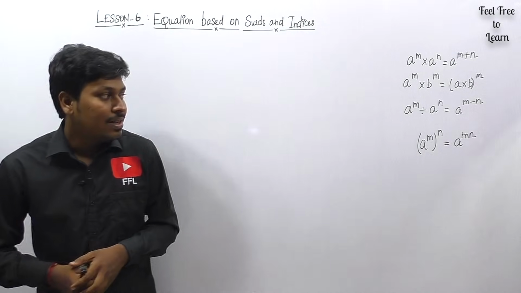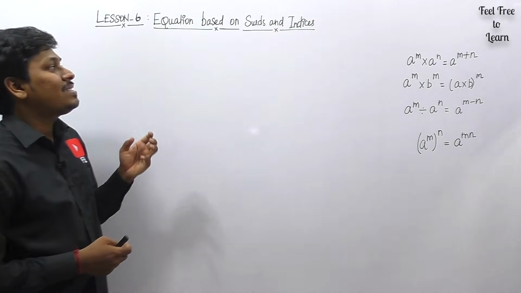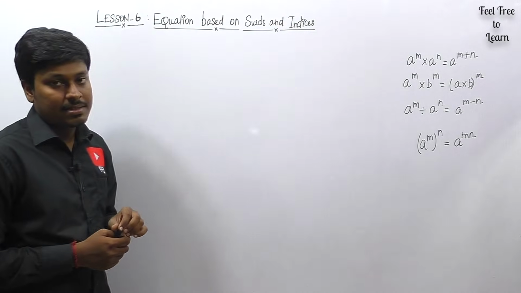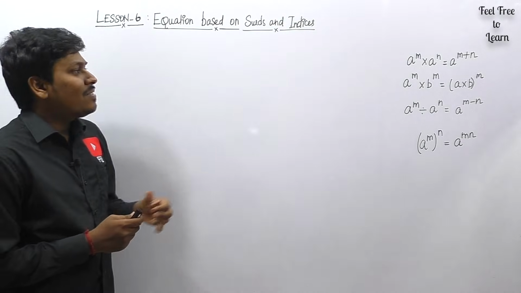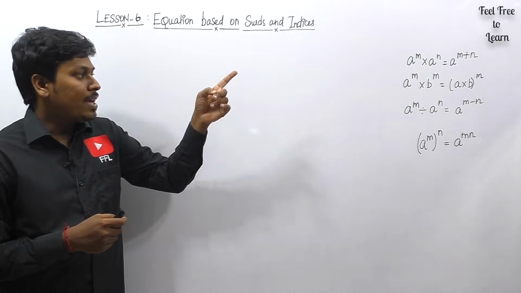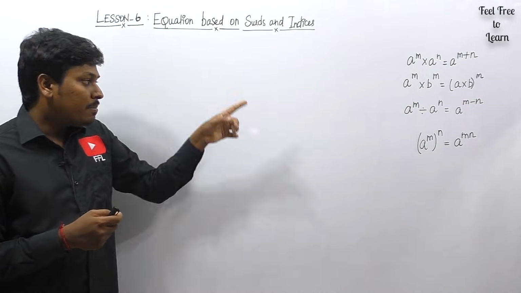So friends, here the equation is based on surds and indices. First of all, you should know the meaning of surds and indices. I think in school itself we have learned all those formulas, right? a power m into a power n will be a power m plus n.